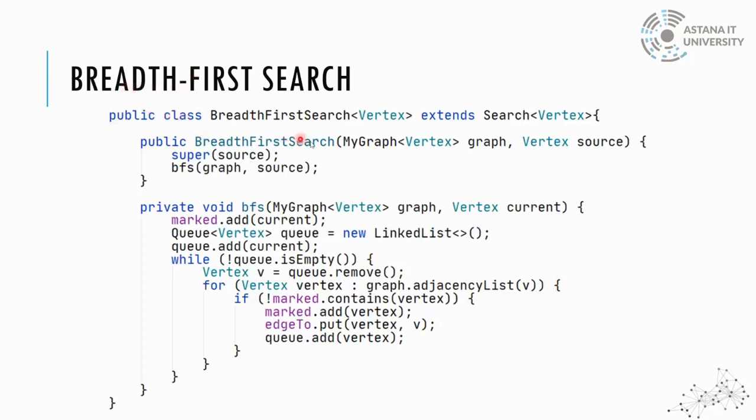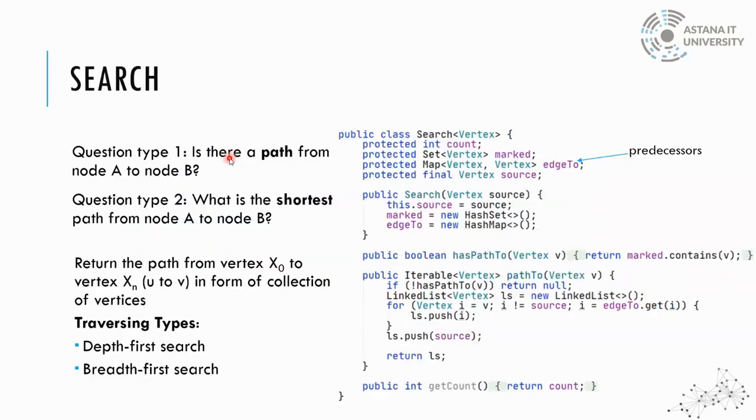Let's look at the implementation. It's also another class that extends the search. I've got this constructor that accepts this graph, that accepts the vertex as source. This is the starting point, if you remember. And we call this BFS graph source. Some of you may ask, what does that super mean? That super, it just calls the superclass constructor, this search method, which says that, okay, this source is my starting point vertex, my marked is my new hash set, and the edge to it, a new hash map, just gives a memory, just creating some empty map and set.